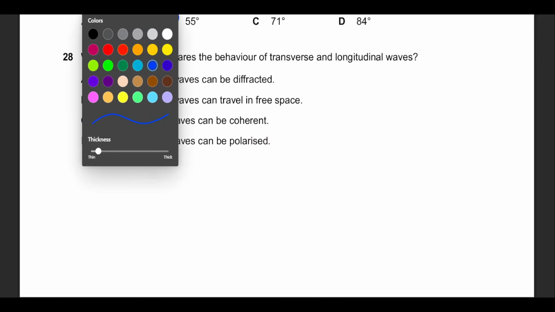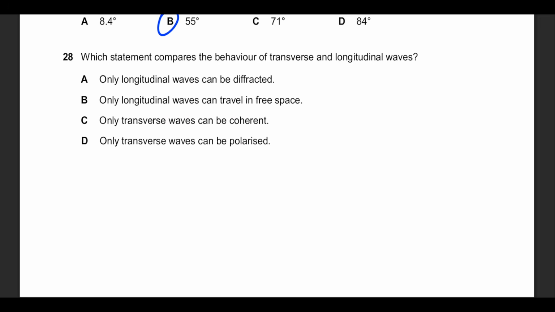Question number 28. He says the statement compares the behavior of transverse and longitudinal waves. This is again a repeated question. I'm sorry, but if you've done questions of the last 10 years, you will find that these questions are all repeated. That's how you save time in A1.